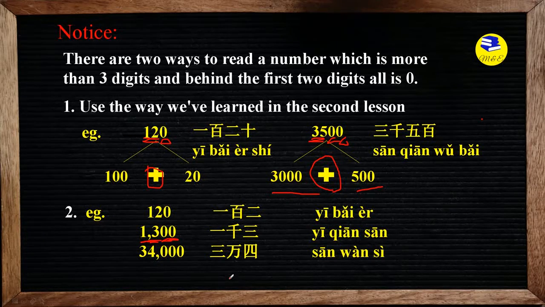Okay, the last one. 34,000. The same. Behind the first 2 digits, all is 0, right? And it's a 5-digit number. So in the second way, we can say it "three hundred forty"... hundred, that is, "three thousand four hundred" style grouping of the first digits. What if we use the first way to read it? It should be "thirty-four thousand", right?